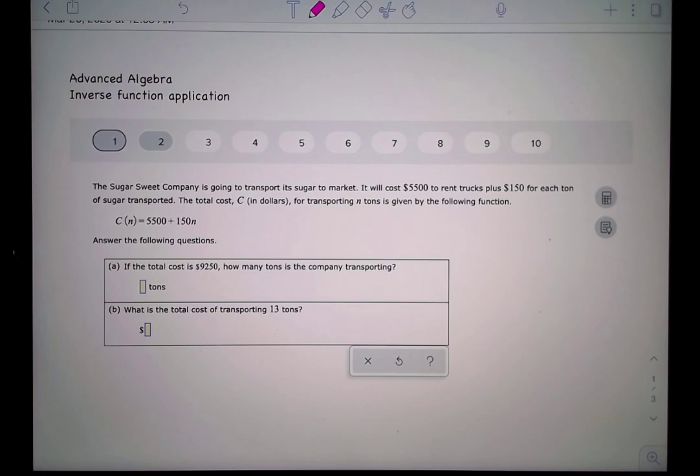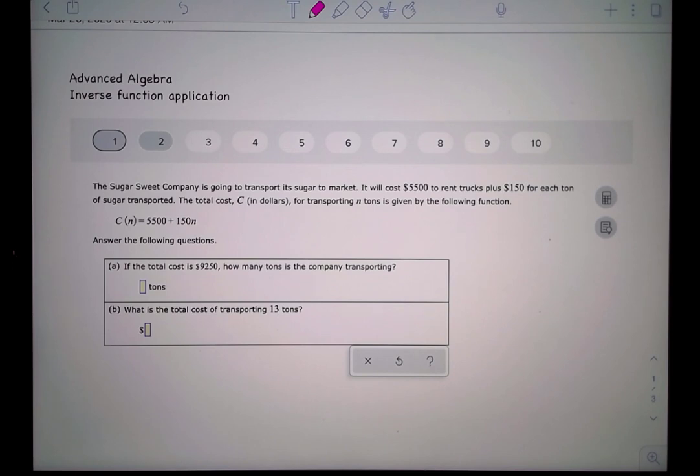So let's get it. We did the inverse function application yesterday, and many of you had trouble with the word problems like number 2 and 3. I thought you just need more practice on word problems. So before you find the inverse function, let's get the input and output clear.